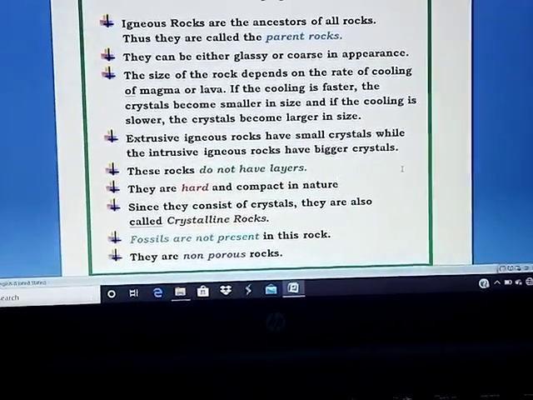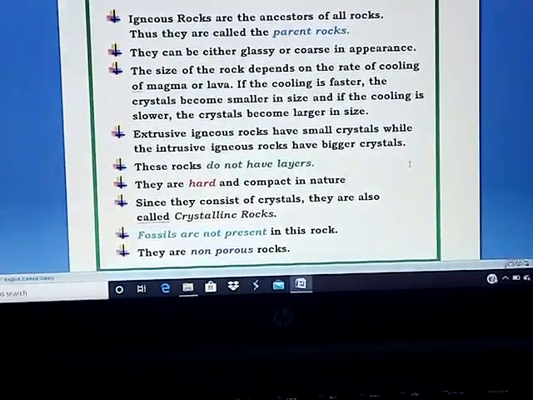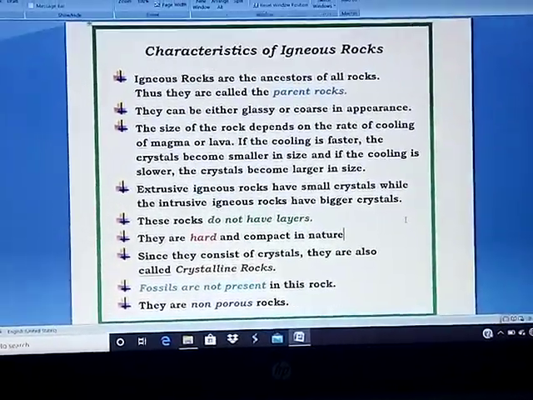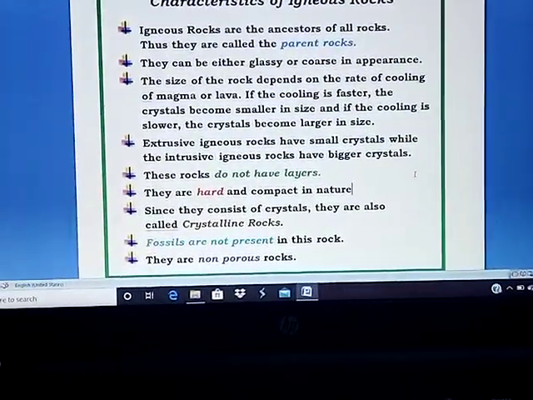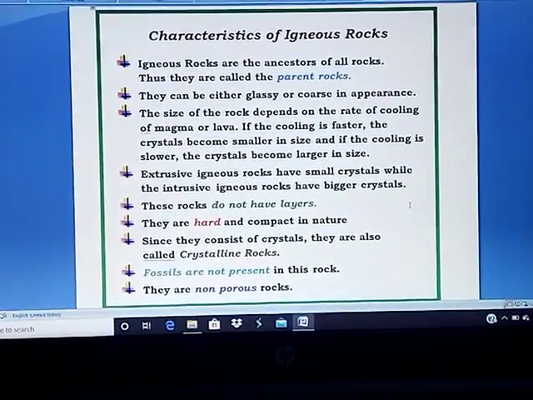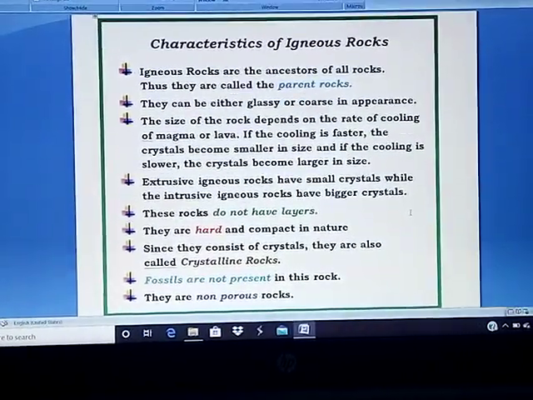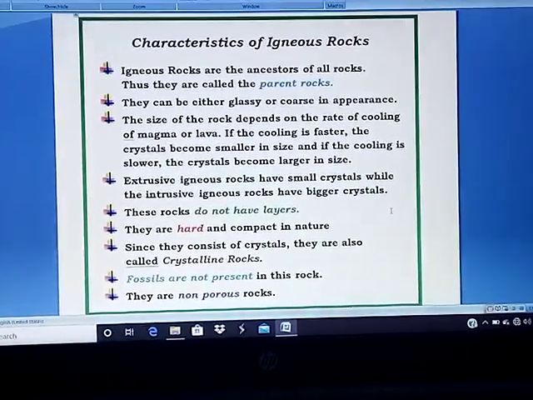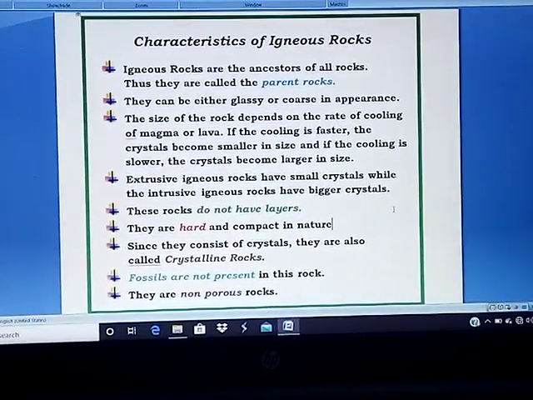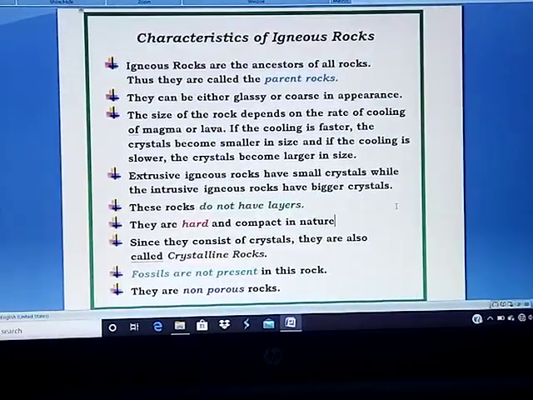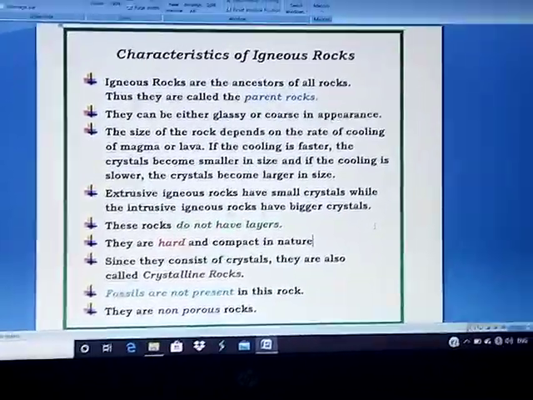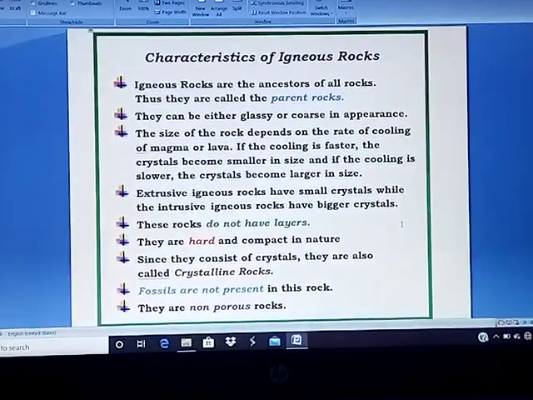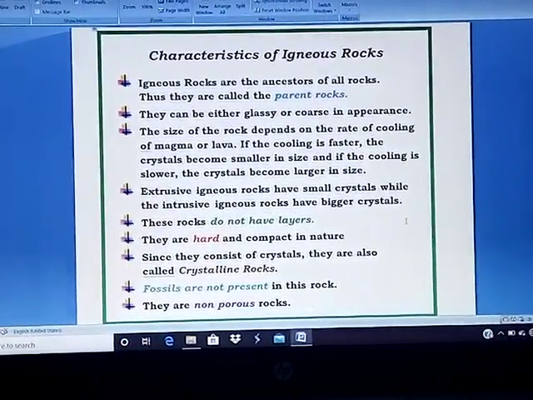In the igneous rock, fossils are not found. Very simple, because fossils means all the remains of the plants and animals will get burnt, because lava is always hot. So that's why fossils are not found in the igneous rocks. And they are non-porous rocks. That means water doesn't sink or pass or percolate through these rocks.